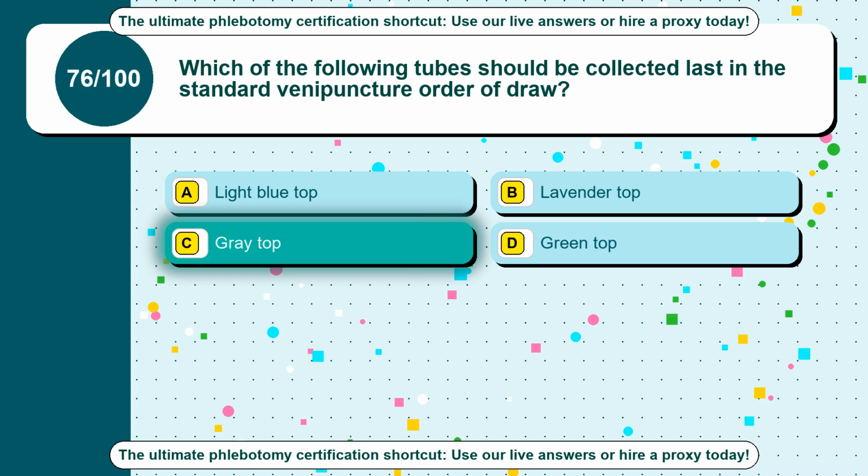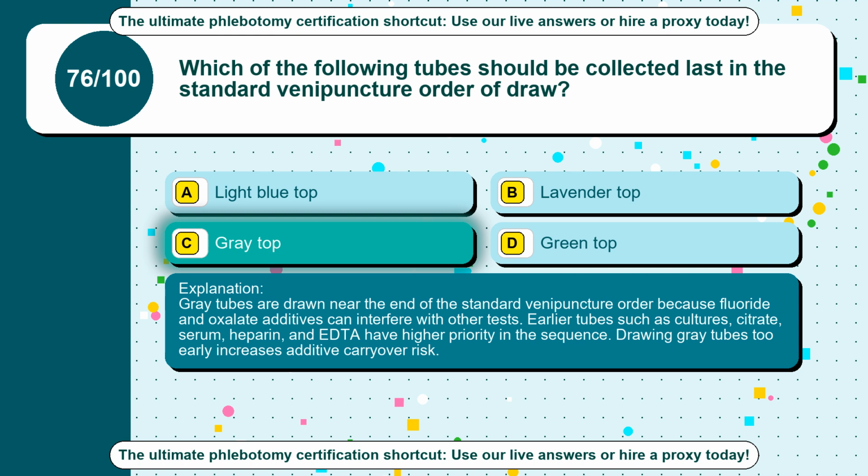Grey top. Grey tubes are drawn near the end of the standard venipuncture order because fluoride and oxalate additives can interfere with other tests. Earlier tubes such as cultures, citrate, serum, heparin, and EDTA have higher priority in the sequence. Drawing gray tubes too early increases additive carryover risk.